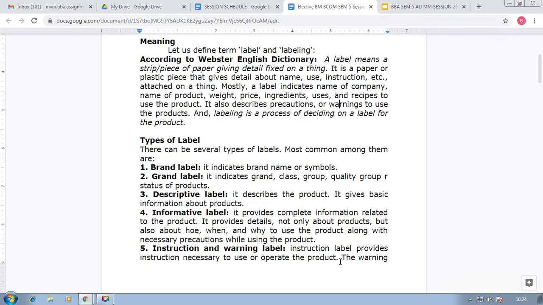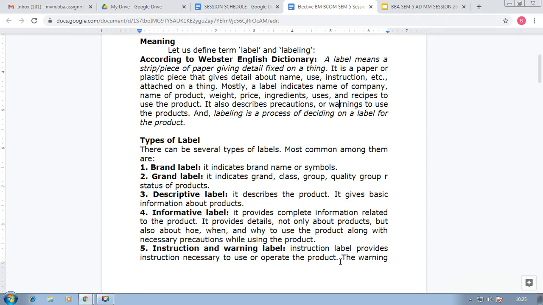The first one is a brand label that indicates brand name and symbols. A grade label indicates the grade, class, group, variety or quality of the products. This is specifically for dealers and retailers to differentiate one variety from another. Then the descriptive label: some products have a descriptive label or a booklet attached inside the product. So a descriptive label describes basic information related to the products.